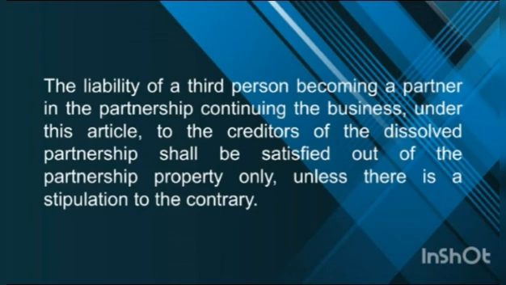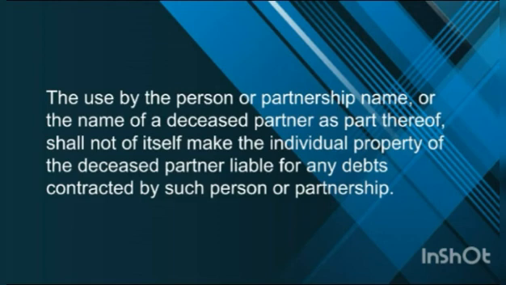The liability of the third person becoming a partner in the partnership continuing the business under this article to the creditors of the dissolved partnership shall be satisfied out of the partnership's property only, unless there is a stipulation to the contrary. The use by the person or partnership continuing the business of the partnership name, or the name of a deceased partner as part thereof, shall not of itself make the individual property of the deceased partner liable for any debts contracted by such person or partnership.